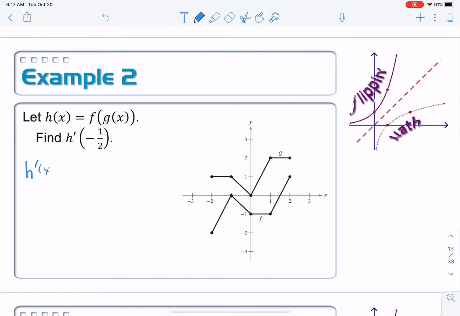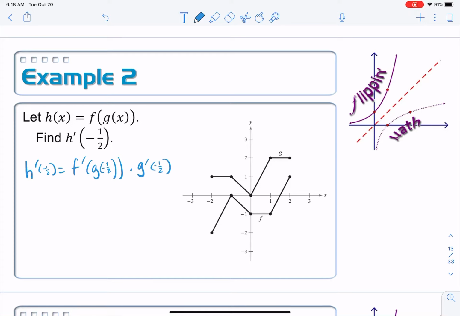H prime of x should be equal to f prime composed with g of x, the derivative of the exterior with respect to the interior, multiplied by the derivative of the interior. Okay, now everywhere there is an x, I'm going to take that out and replace it with negative a half. Write it real small. So now I'm just going to get these values straight off of the graph.